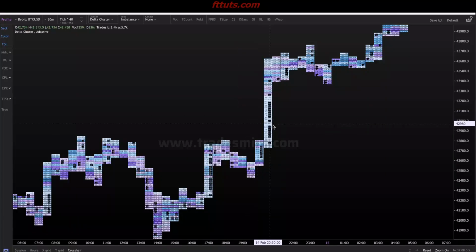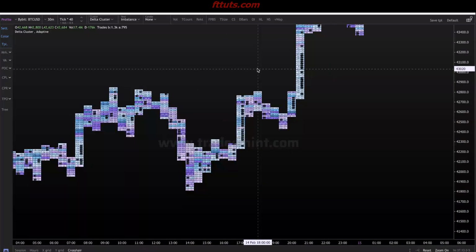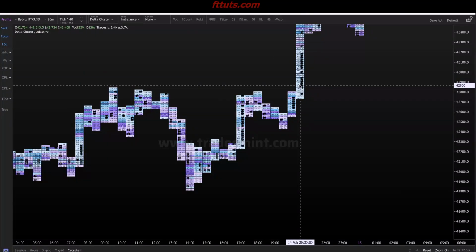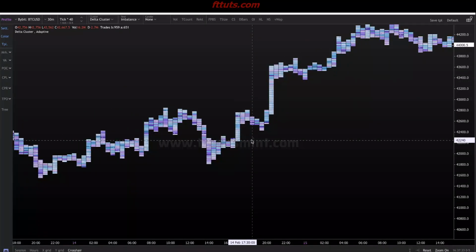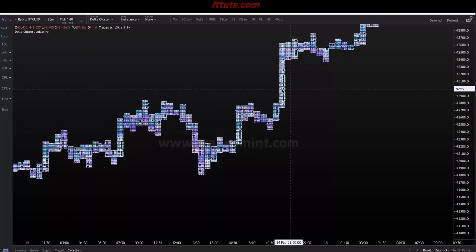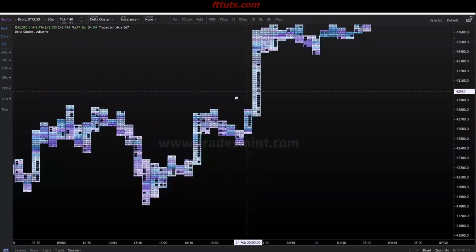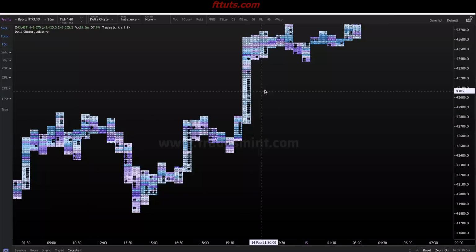All right, so this is really what we want to see at a break up or a break down of a level. We want to see heavy aggressive trades coming in with the follow through, right? If we see heavy aggressive trades coming in and we're not breaking the level, then we need to consider that there's absorption. But if you see those imbalances, lots of volume as we come above a resistance, that could be an actual breakout.